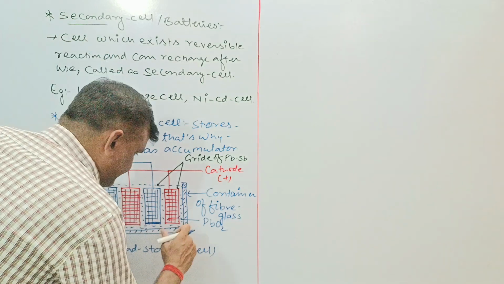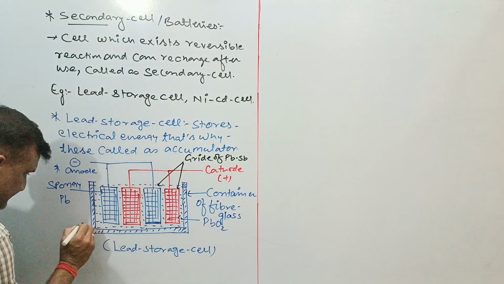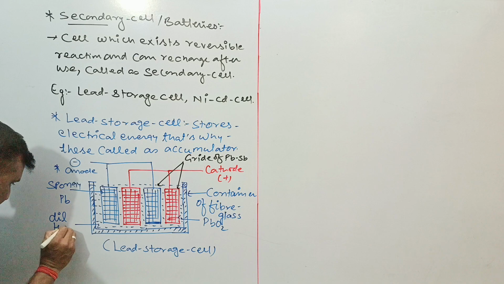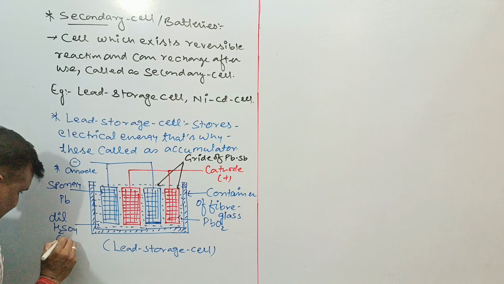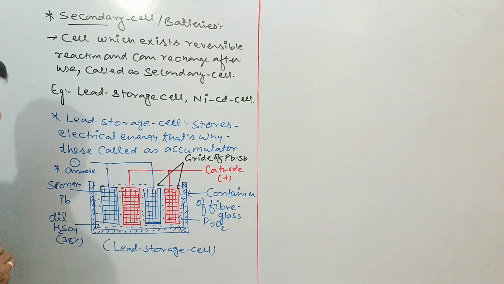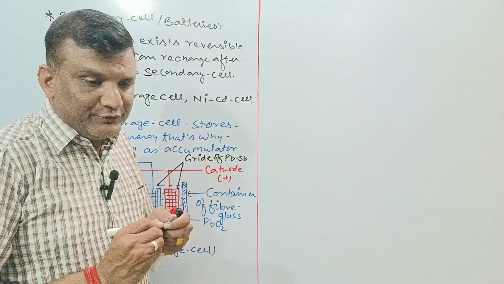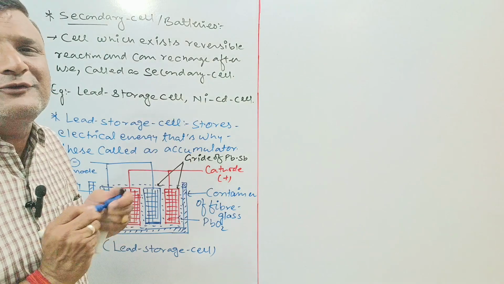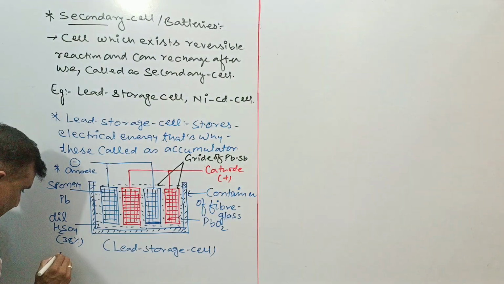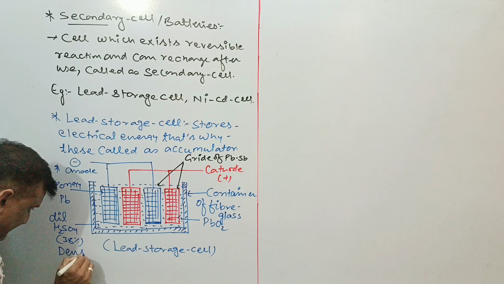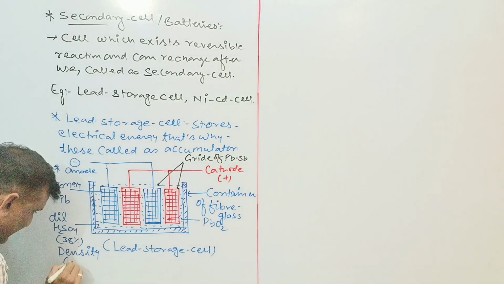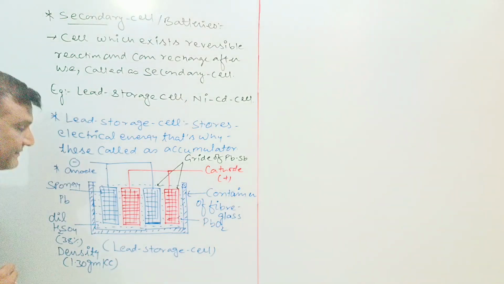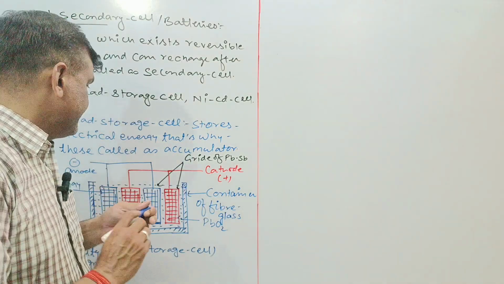This is the dilute H2SO4, 38% and having a density, which is very important, of 1.30 gram per cc. This was about the structure.